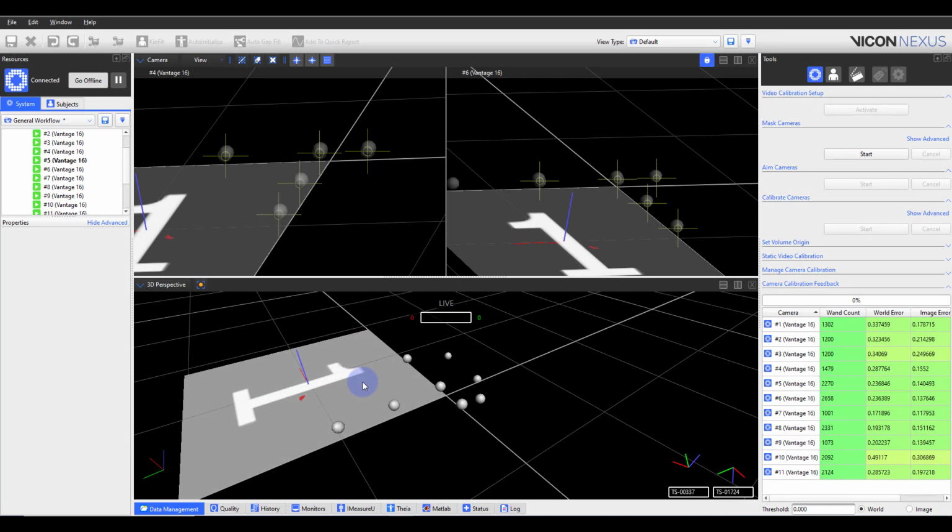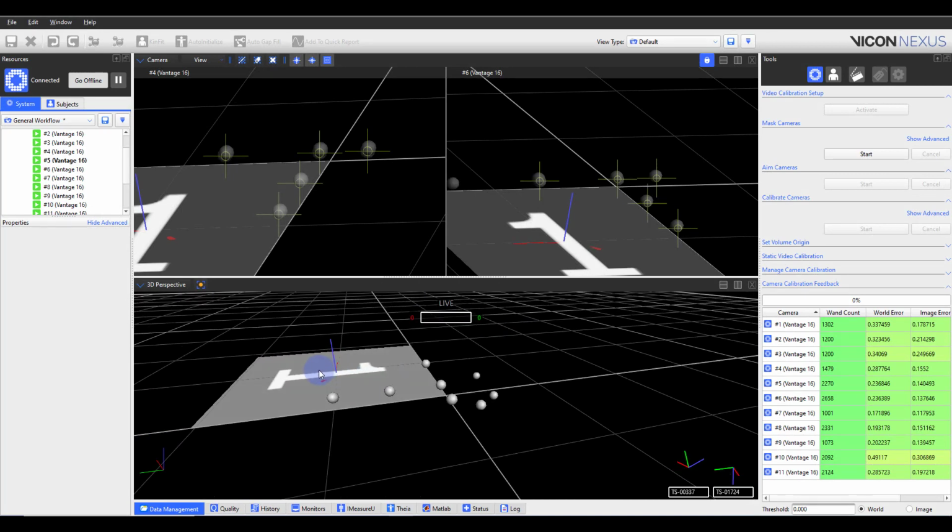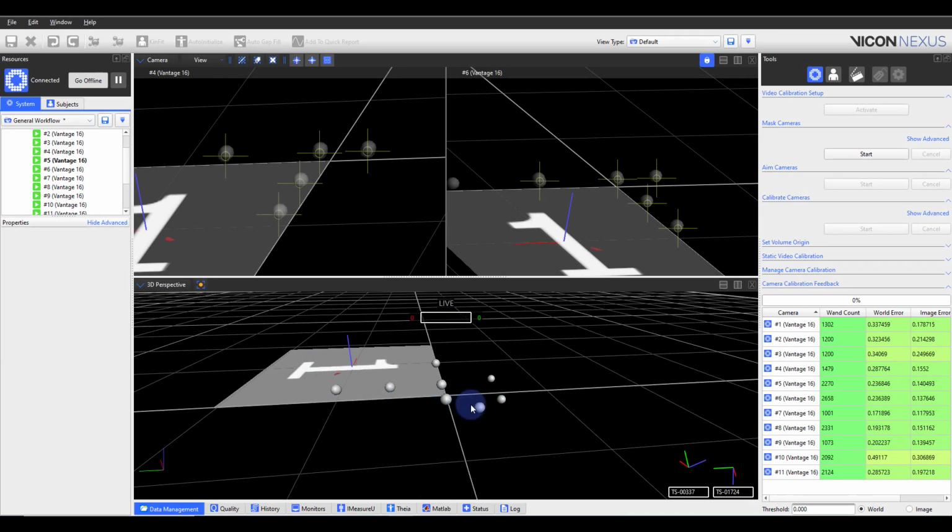Now, this next video displays the calibration wand in the same place. However, we see extra marker reconstructions. The extra markers were observed after the system had warmed up.